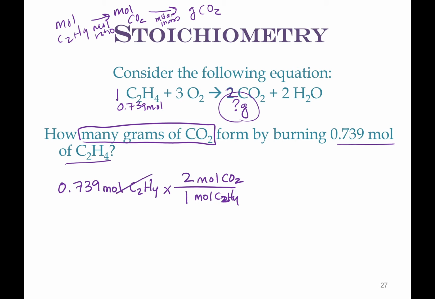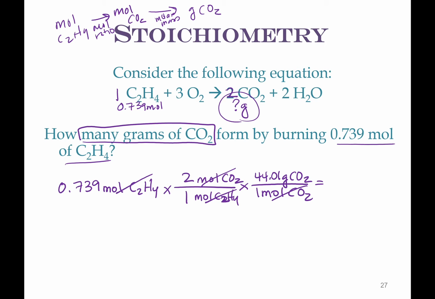Now my moles of C2H4 cancel. I'm in moles of CO2, that's not what was requested. I need to go to grams. So every 1 mole of CO2 has a molar mass of 44.01 grams of CO2. And where did I get that from? Well, that one was in my head. It won't be in your head. You'll have to calculate it from a periodic table, just like we've been doing since test number 1. So you got this, you can do it.